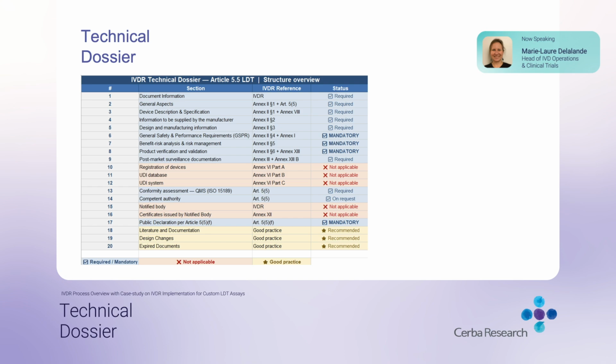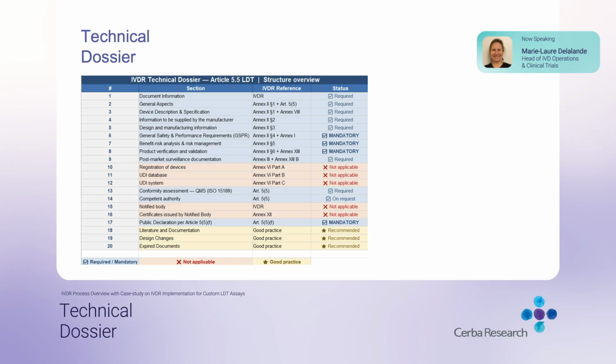Every applicable requirement must be addressed. Section 7 is the risk management file under ISO 14971. Section 8 is the full performance evaluation, and 17 is the public declaration, not a declaration of conformity, which is the CE marking document, but a specific Article 5.5 declaration that must be made publicly available.